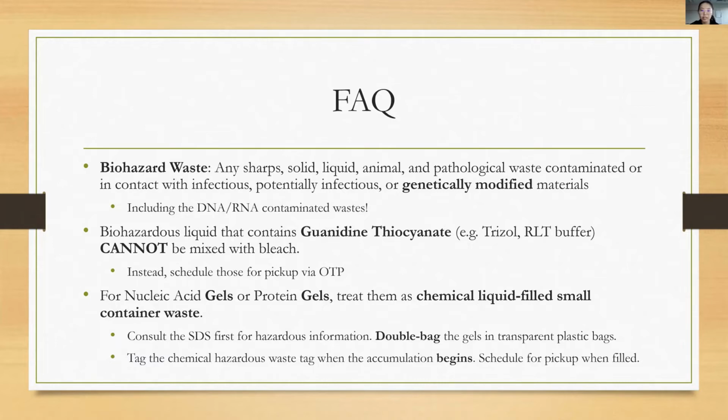This is very important. And the third one is the nucleic acid gels that we use very often. They are actually treated as chemical liquid waste. So we need to double bag them in a transparent plastic bag and also schedule a pickup. So do not just place them around on the table and let them bake.